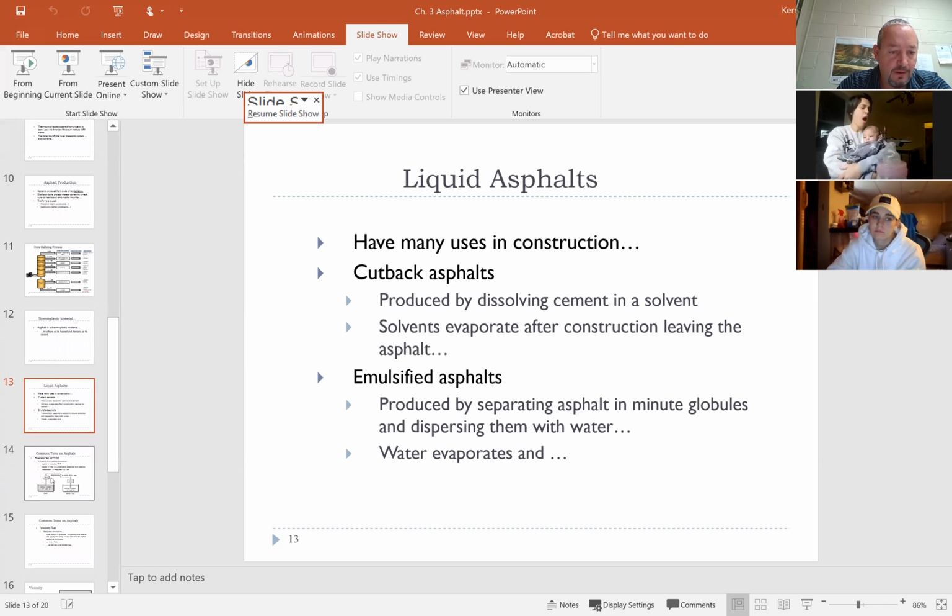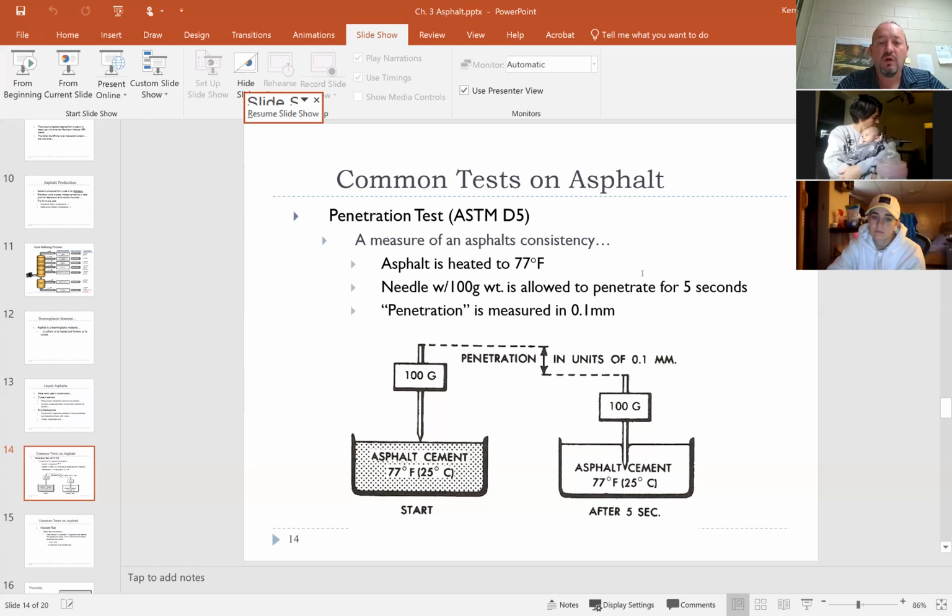All right. So here are some common tests just on liquid asphalt. Once again, I think they do some of these at an asphalt plant. They might be required to prove some of these.